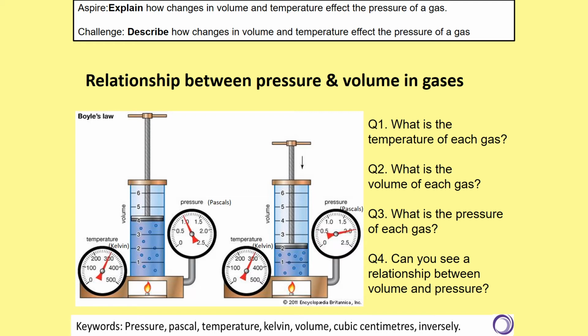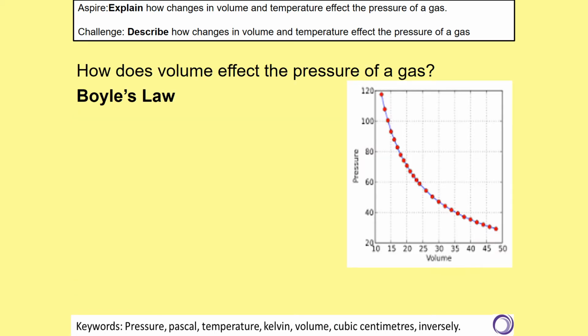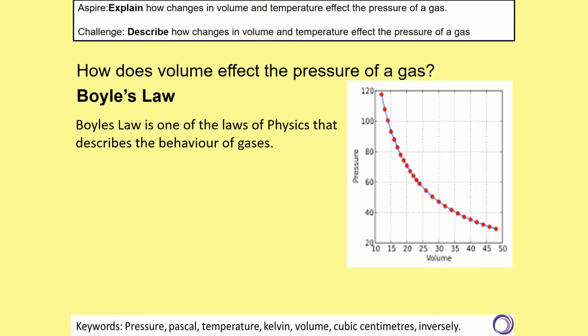So what can you say about the relationship between the pressure and volume? Well, as you increase the pressure, you decrease the volume. And as you decrease the volume, you increase the pressure. So this is what the graph would look like, and this is inversely proportional.